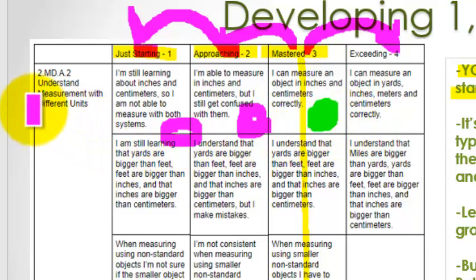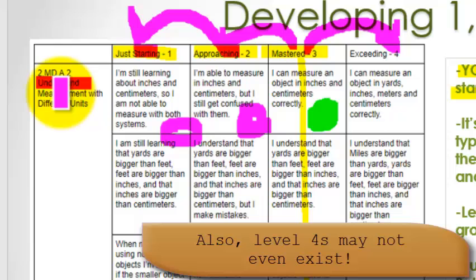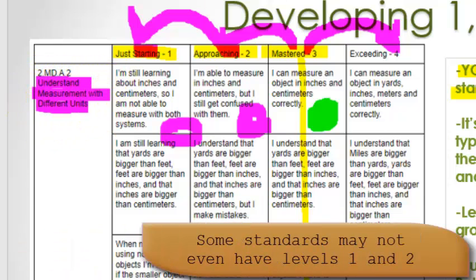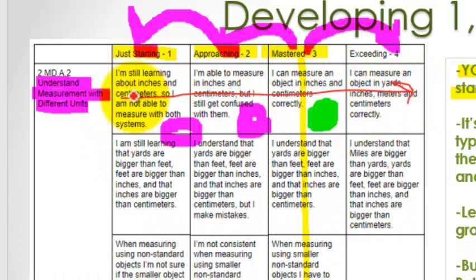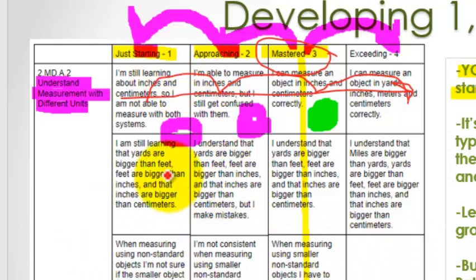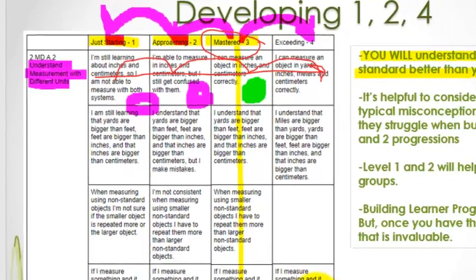So in this example, it says understand measurement with different units. So as I said, all of this is one criteria, and it goes from level 1, level 2, level 3, level 4. Level 3 is mastery. So that's where we want to get to. All right, so think about those misconceptions and what students typically do in your classroom, and that helps you build the lower levels. So level 1, level 2 will guide your small groups.